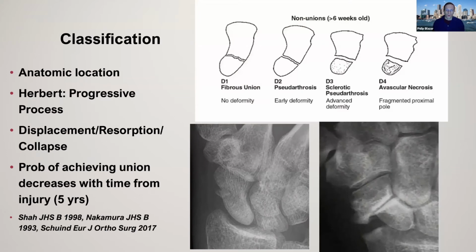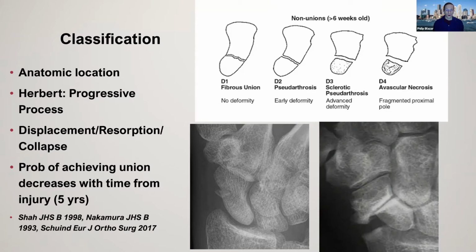I think it's really important when it comes to classification to be aware of a couple of things. First of all, scaphoid non-unions, just like scaphoid fractures, we're all aware of the anatomical location as predicting a variety of things. So proximal, waist, and distal. But Tim Herbert, with the classification you can see depicted diagrammatically here, really brought our attention to the concept that scaphoid non-union is really a progressive process. And Herbert defined non-unions as injuries that were at least 6 weeks old.